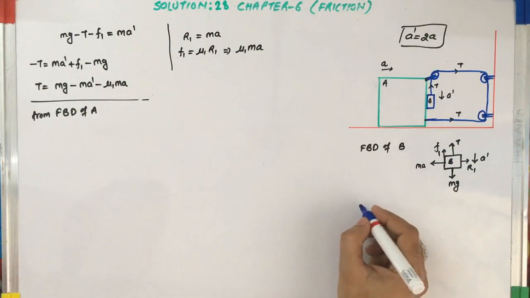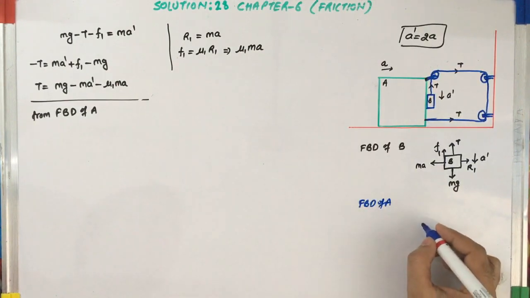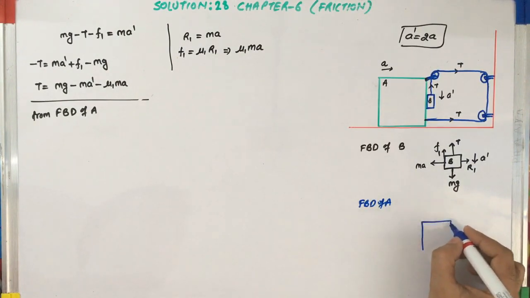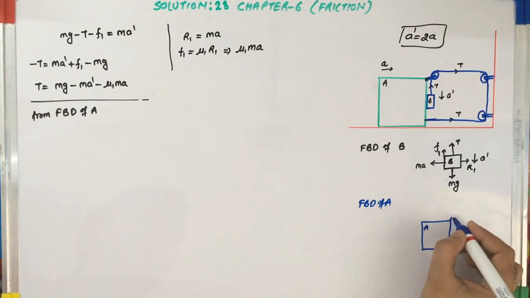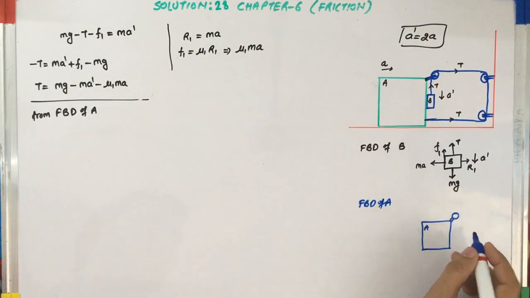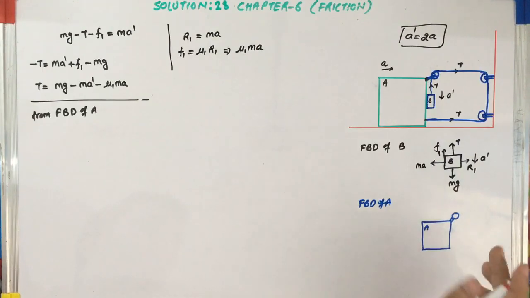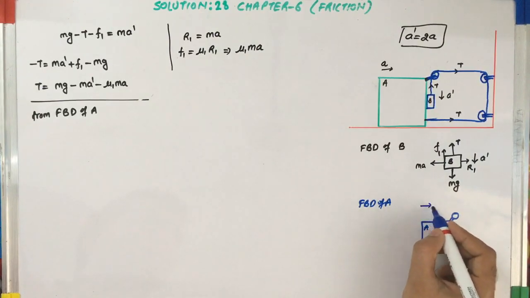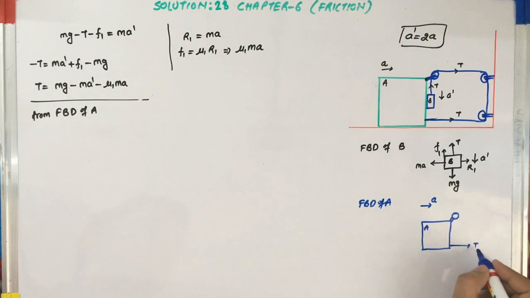Now we'll draw FBD of A. So this is the bigger block, which is A. A pulley is also attached to it. So I am drawing this pulley as separate one to understand this scenario. Okay. The acceleration A is in right hand direction. There is a tension T in the string.